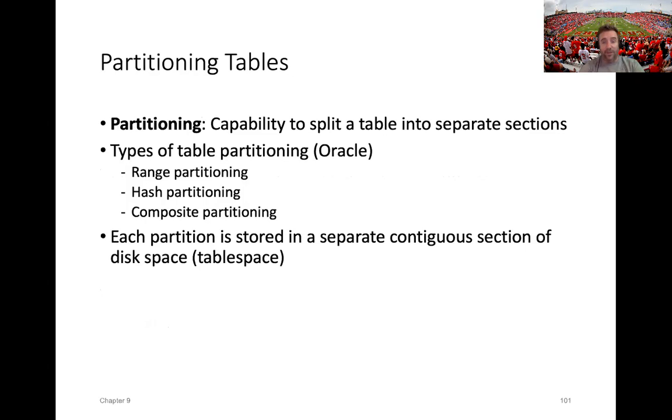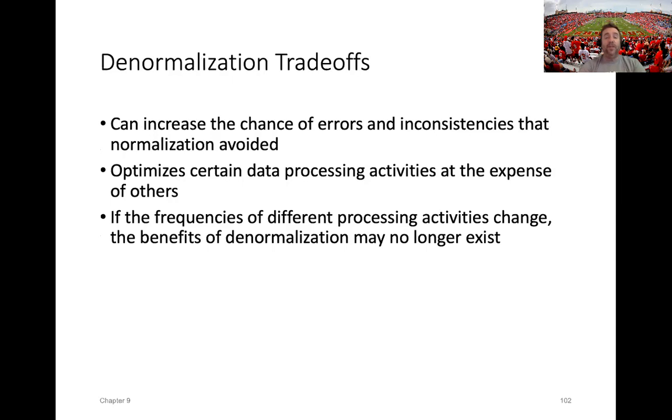We can also partition tables. We can split a table into separate sections, either by range partitioning, hash partitioning, or composite partitioning. Each partition is stored in a separate contiguous section of disk space, i.e. next to each other. So what are the trade-offs of denormalization?